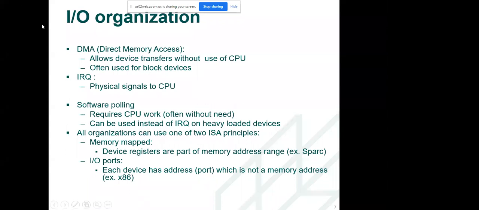Okay, I think I have already explained this. DMA, direct memory access, allows a device to transfer data without use of the CPU, often used for block devices. I think I explained it in the last lecture. If you can remember it, let me show you that.